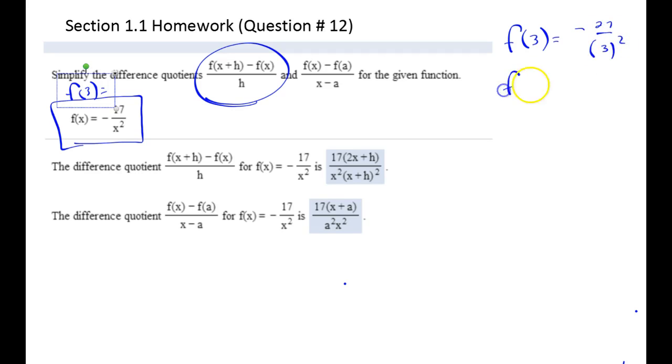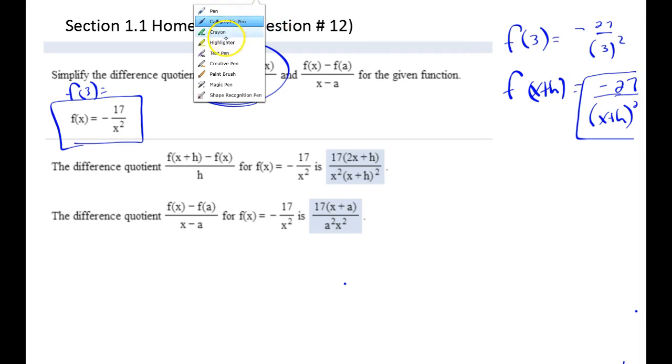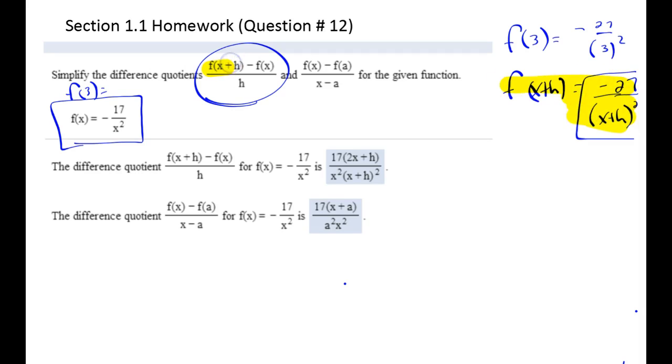So the first thing I want to find is f of x plus h, and I do a similar process. It's negative 17. I'm going to replace x with x plus h, quantity squared. First of all, I want you to realize this is the value of f of x plus h. So if this is the value of f of x plus h, I'm going to replace this yellow with yellow, and I get negative 17 over x plus h quantity squared minus the function.